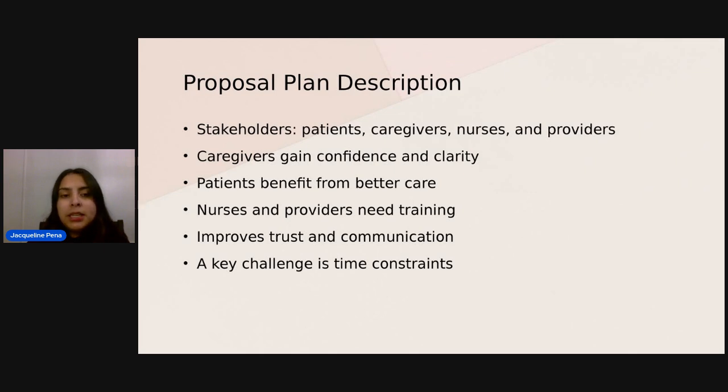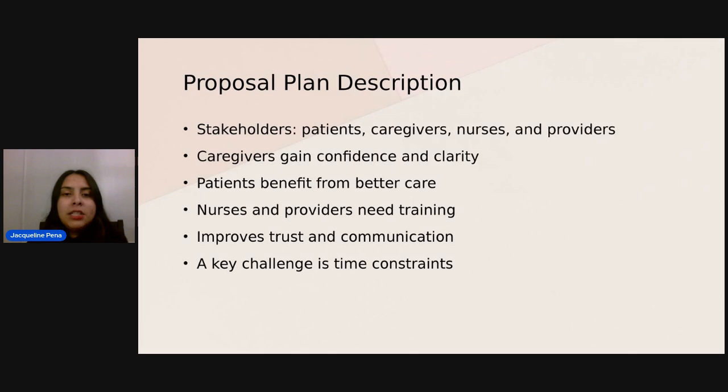Proposal plan description. The key stakeholders in this project are caregivers, meaning parents, patients, nurses, and urology providers. When teach back is used consistently, it helps ensure that caregivers fully understand instructions and feel more confident managing care at home. This confidence can lead to better patient outcomes and fewer complications. For healthcare staff, training is necessary to deliver teach back in a respectful and effective way. It also strengthens communication skills and builds trust between families and the care team.